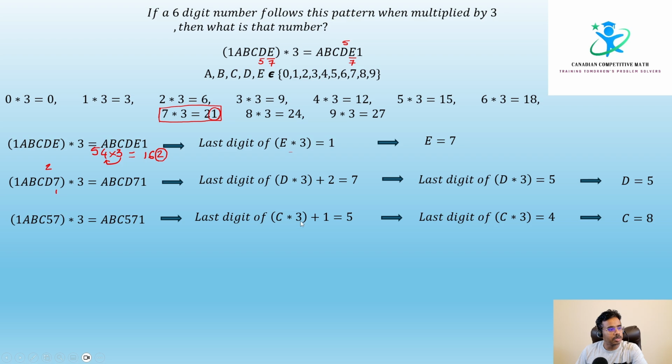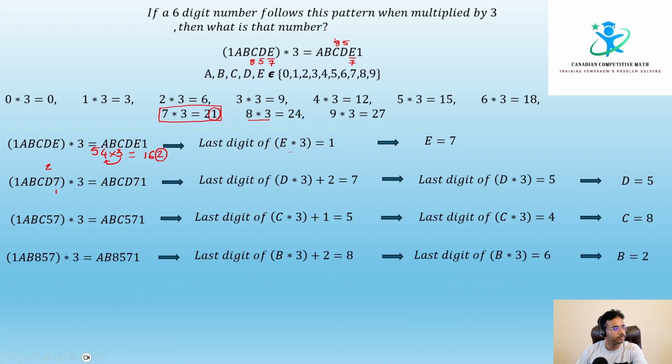the last digit of C times 3 plus 1 will be equal to 5. Then the last digit of C times 3 will be equal to 4. So this is possible only when C equals 8. We found what C is. C is 8. So now 1AB857 times 3 will be equal to AB8571.